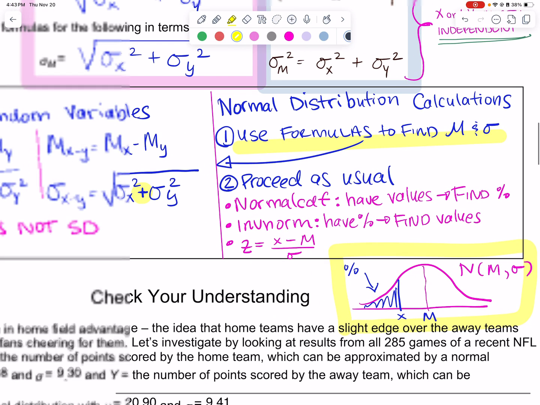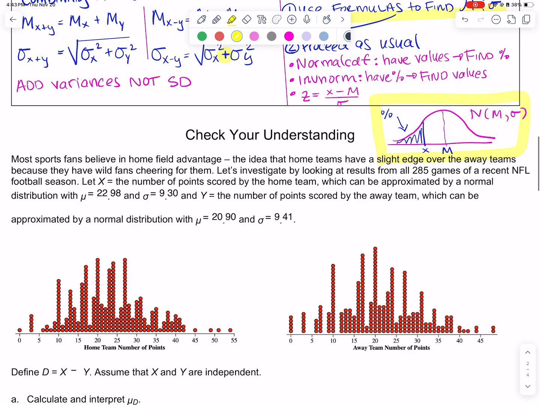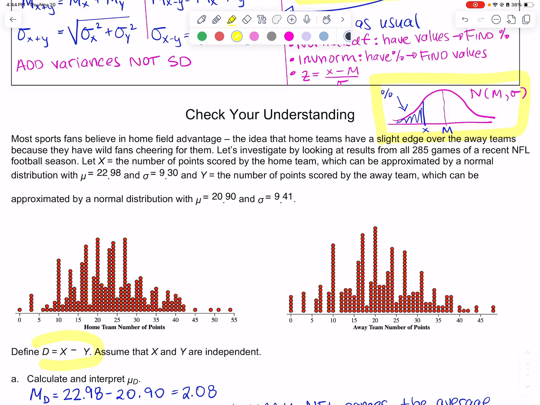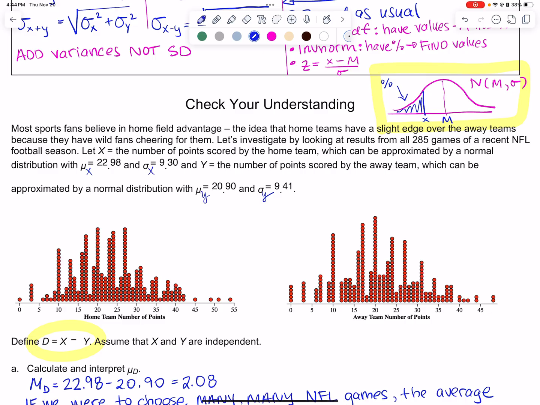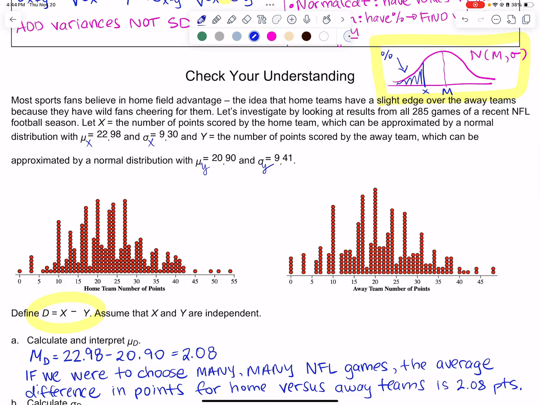So let's go ahead and look at the check for understanding and solve that. Here we have the first one, and it asks what's mu D. To find mu D, basically I have to subtract X and Y. It gives me mu X and mu Y. So this one is X, and this one is Y. I find 22.98 minus 20.9, and that's 2.08. It means if we were to choose many, many NFL games, the average difference in points for home versus away teams is 2.08 points on average.